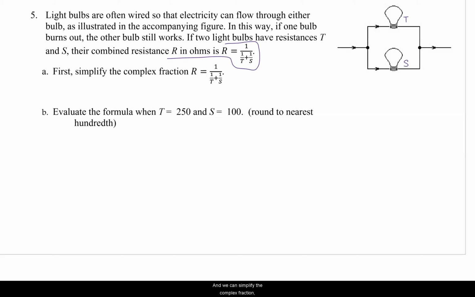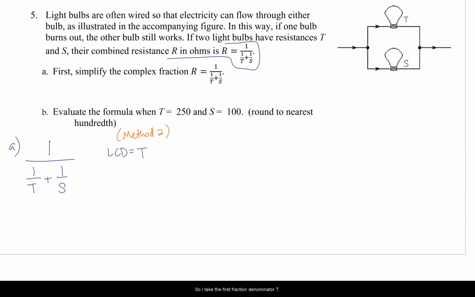And we can simplify the complex fraction. I'm going to do it down here in the bottom because I have more room, and then we'll do part B. So for part A, 1 over T plus 1 over S. You can use either method to simplify the complex fraction. I'm going to use method 2. I personally like method 2 better than method 1 because I feel like overall I do fewer steps. But if you want to try method 1, just know that as long as your answer matches mine, you did method 1 correctly.